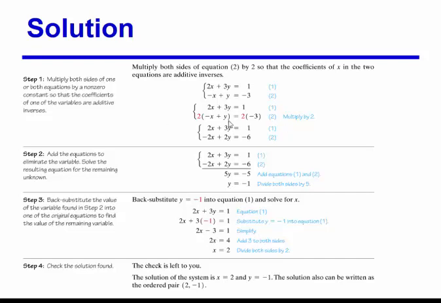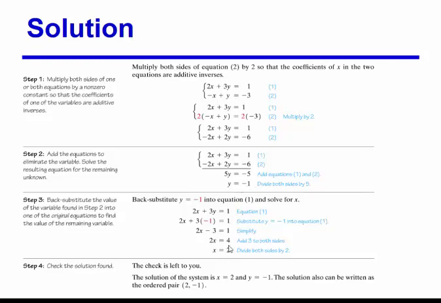So we can see here in this step, step 2, we're going to go ahead and add the equations. When we add the equations, our x variables cancel out, and then we can solve for y. So we're left with y is equal to negative 1. We take that information, we plug it back in for step 3 into equation number 1, and we get our x coordinate. So in this example, x is equal to 2 and y is equal to negative 1.